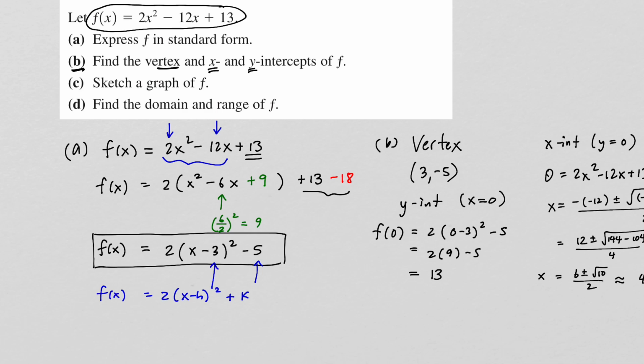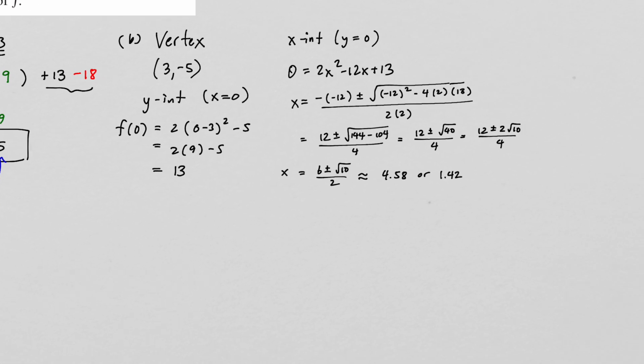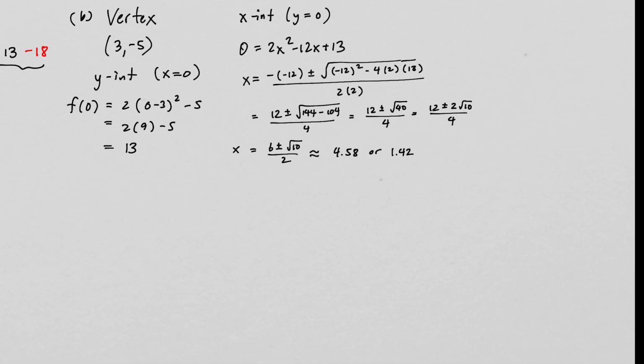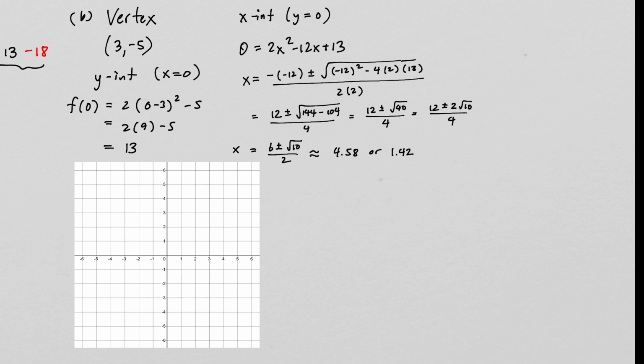And now in part C, we want to sketch the graph of f. To get a graph of a parabola, you really only need the vertex and the intercepts. And really, you only need the vertex and the x-intercepts. So the vertex is at the point 3, negative 5, which is right down here. Then one x-intercept is 4.58, which is right about there, and the other one is 1.42, which is here. And then we can simply sketch a graph of this parabola.